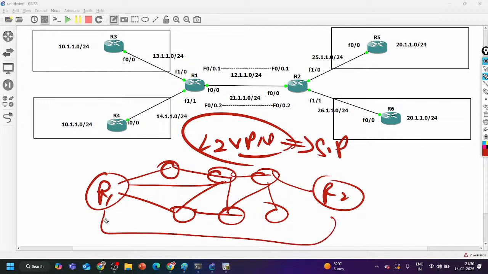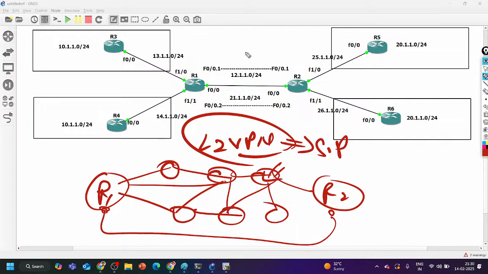They will ask you to create one virtual interface over here and one virtual interface over here, and will allow you to configure the same subnet on this link, and it is the responsibility of the service provider how they make it reachable. They will create L2 VPN here. L2 VPN means leased line. You might have heard about leased line.